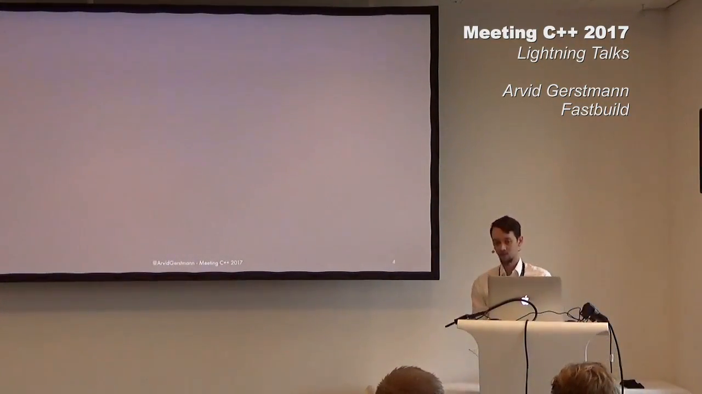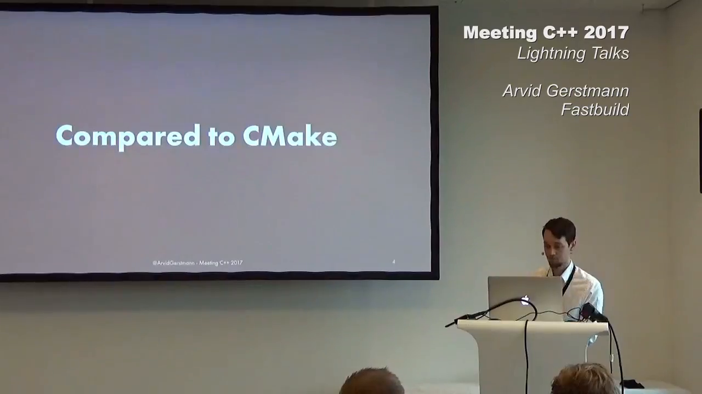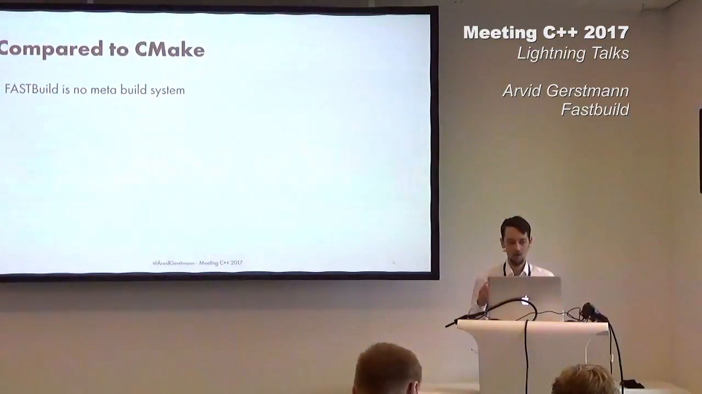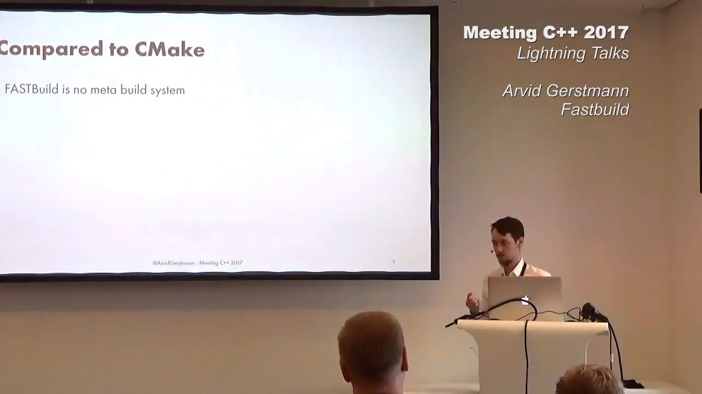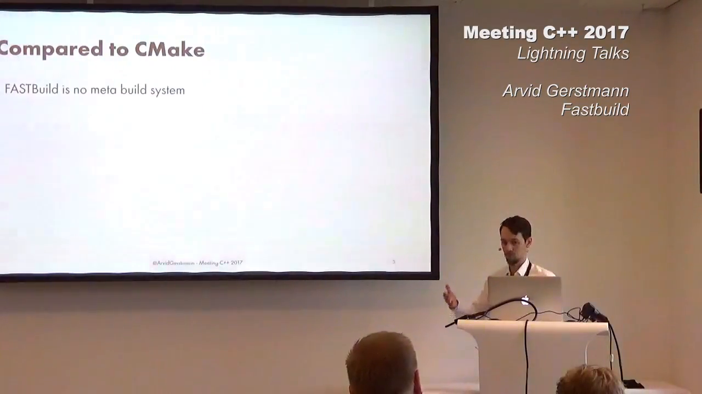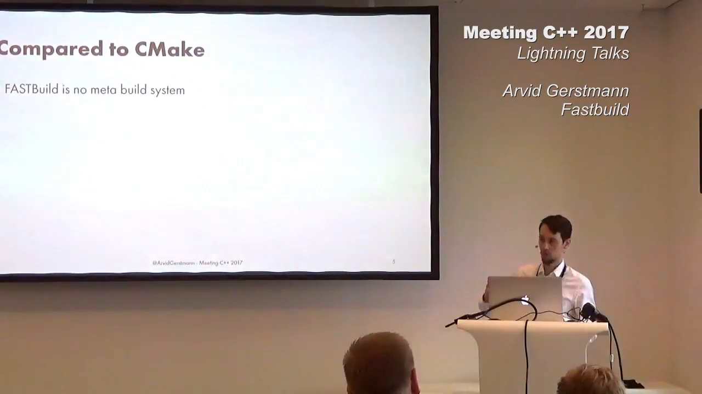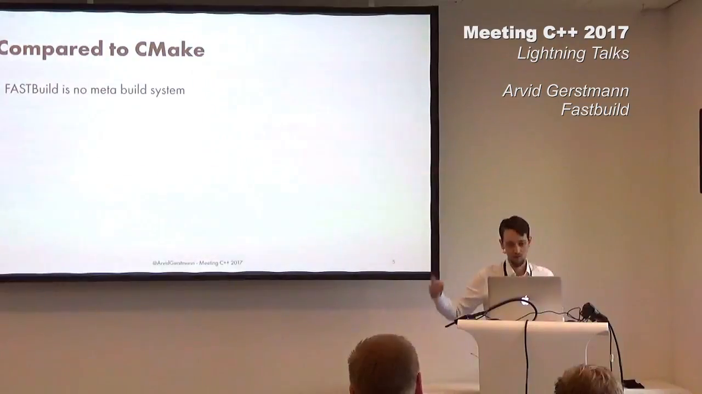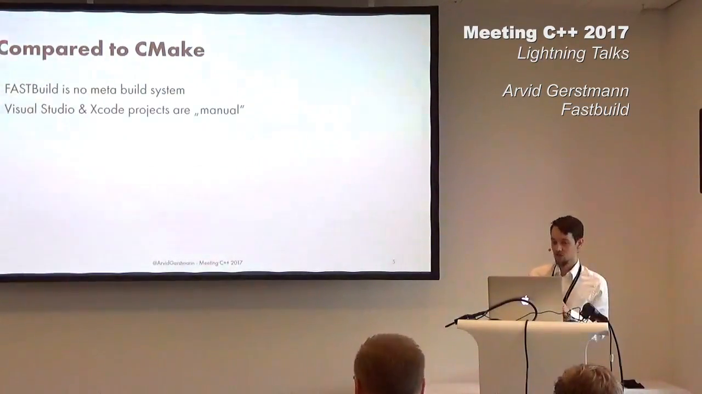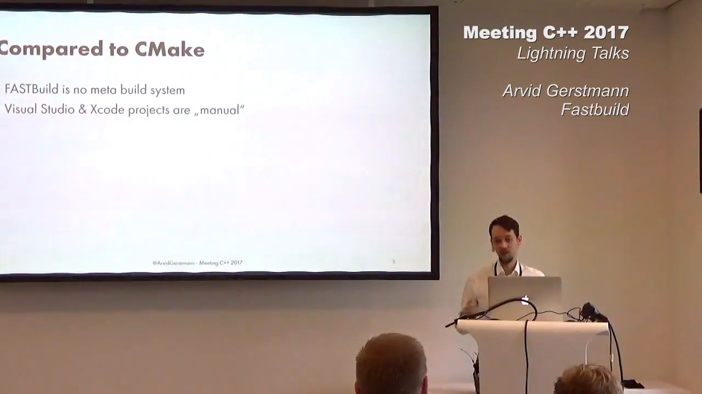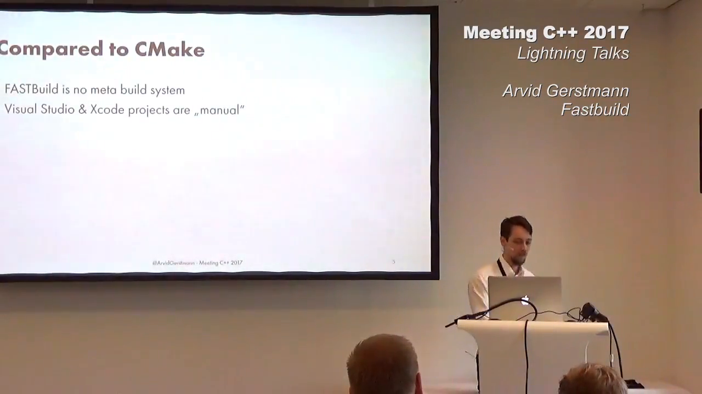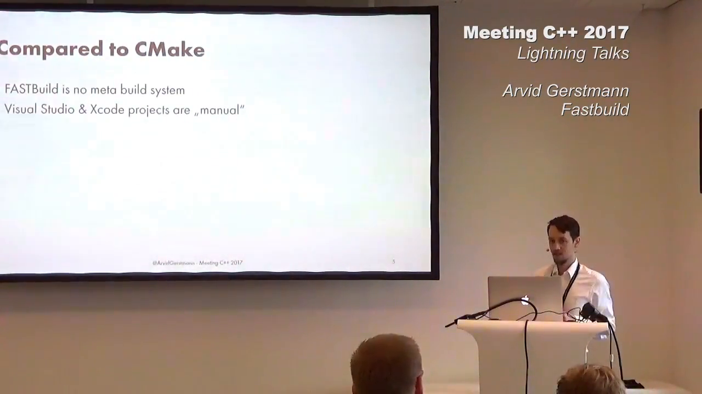Let's compare Fastbuild a little bit to one probably major and known build system, CMake. Compared to CMake, Fastbuild is no meta build system. It does not automatically generate build files for your other build tools, like Make or NMake or Jom or Ninja. Fastbuild builds itself. Fastbuild uses the Fastbuild executable itself to build. The Visual Studio and Xcode project generation is manual. As I said before, you can generate Xcode projects and Visual Studio projects, but you usually specify the commands to run, where to look for includes, and specify the included projects. This takes a little bit of work.